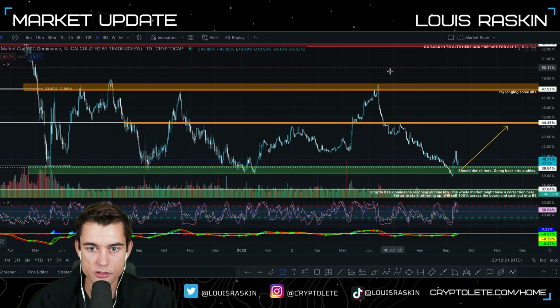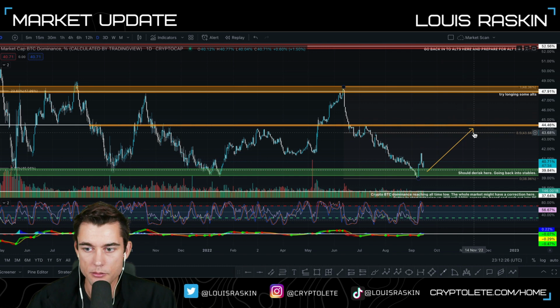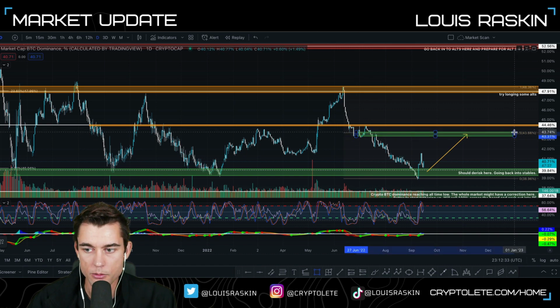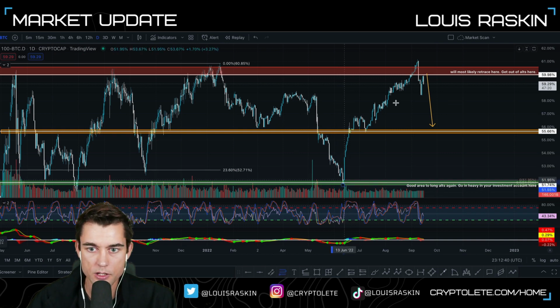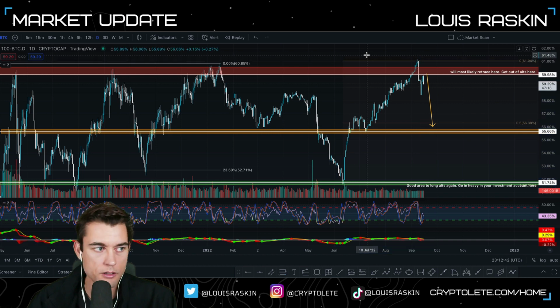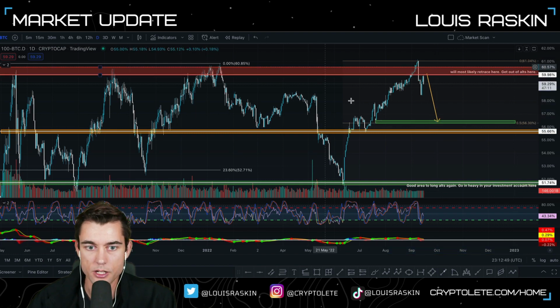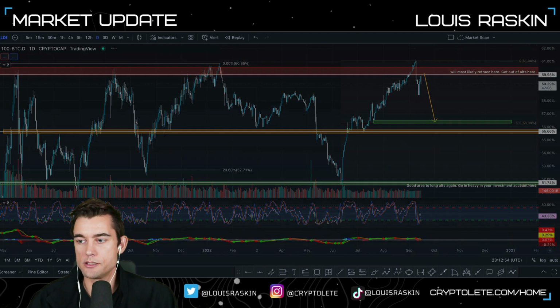So let's actually just do this. Let's take the fib from the top to the bottom. Mid-range is right here. So this would be the area where I would want to get back into alts right there. And let me do the same thing for this as well. So just take it from the bottom to the top and take the fib right here. This is where I'd want to go back into crypto for sure. So there you go. Those are the dominance levels.